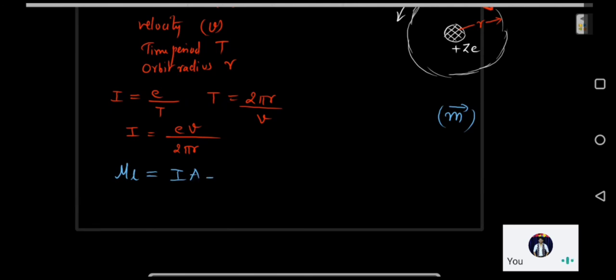So now let us substitute for current. We will get eV upon 2 pi r, and the area, since it is a circle, is going to be pi r square. So after cancellation, r and r will get cancelled. What you will get is e into v into r, one r will remain, pi will also get cancelled, divided by 2. This is going to be your magnetic dipole moment over here.